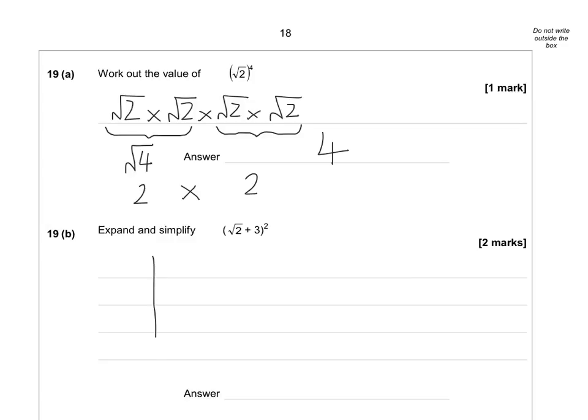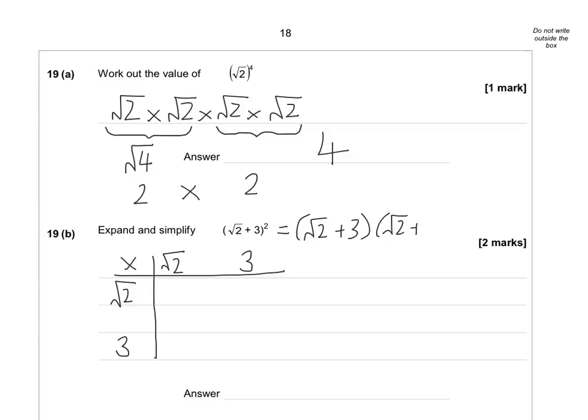Expand. Now when I'm doing expansion, I like the grid method, so I'm going to do a little grid here. So I've got root 2 and 3 multiplied by itself. Please remember that this is the same as root 2 plus 3 times by root 2 plus 3. If we do the double brackets, it will help you remember. So root 2 times root 2 is root 4, which is 2. 3 times root 2 we write as 3 root 2, not root 6, because it's not the square root of 3. Here same, 3 root 2, and then 3 times 3 is 9.